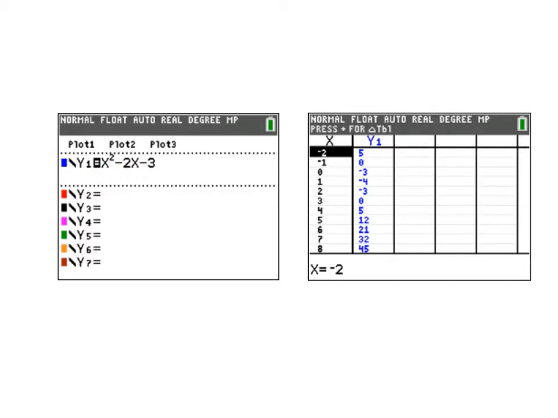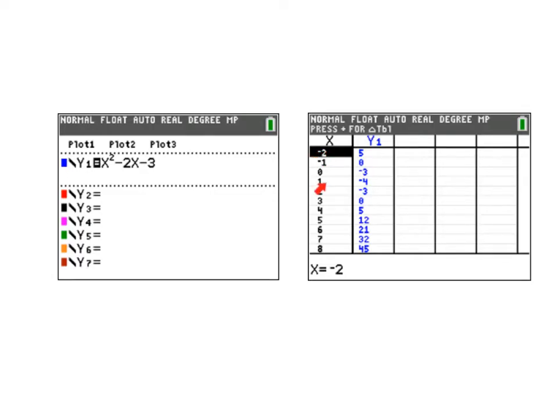Then what I want you to do is hit the second function. It's the colored key on the left. And then I want you to hit the graph button on the top right. And above that in blue, it says table. That's why we hit the second key. That brings you to your table. This gives you your table of values. So basically, if you were to plug in negative 2 into this equation, you would get 5. It does it for you.